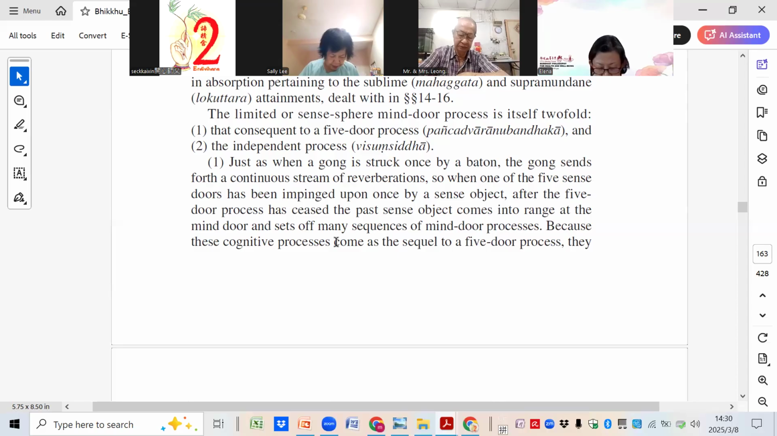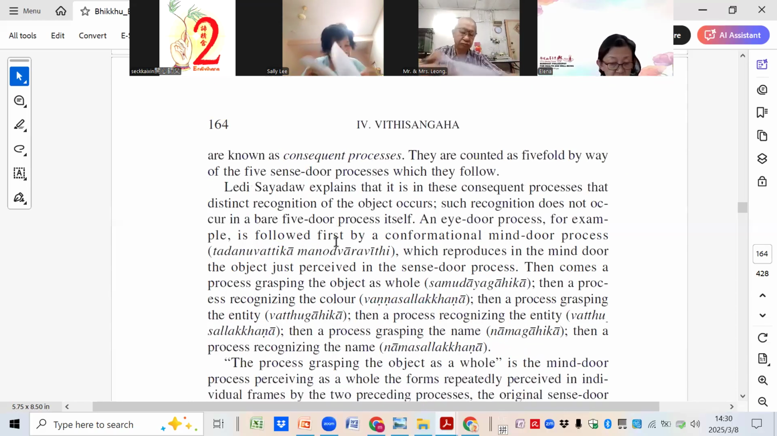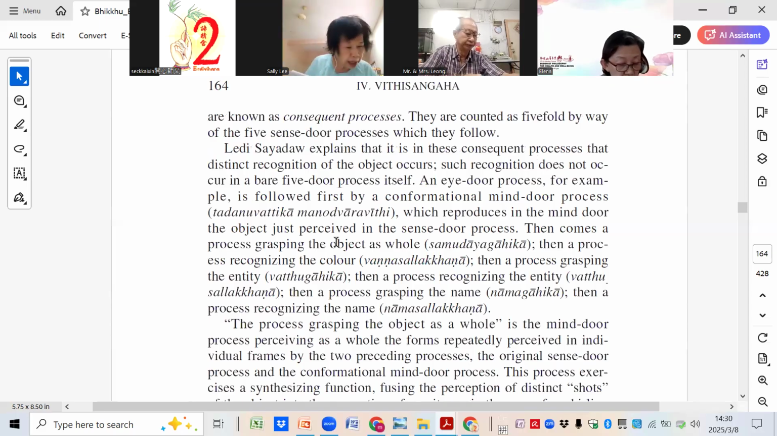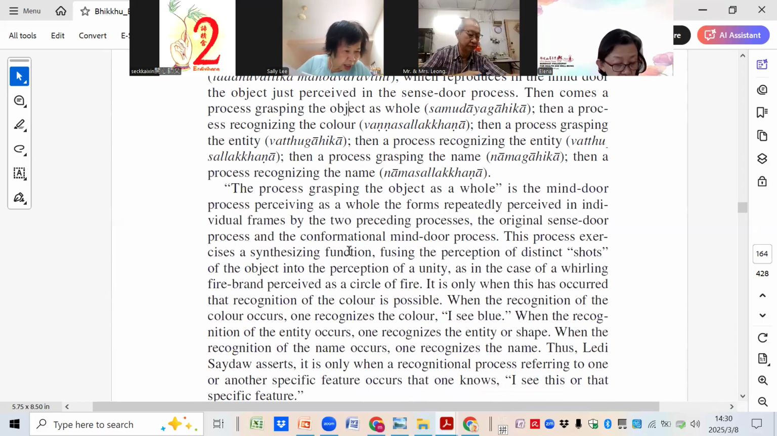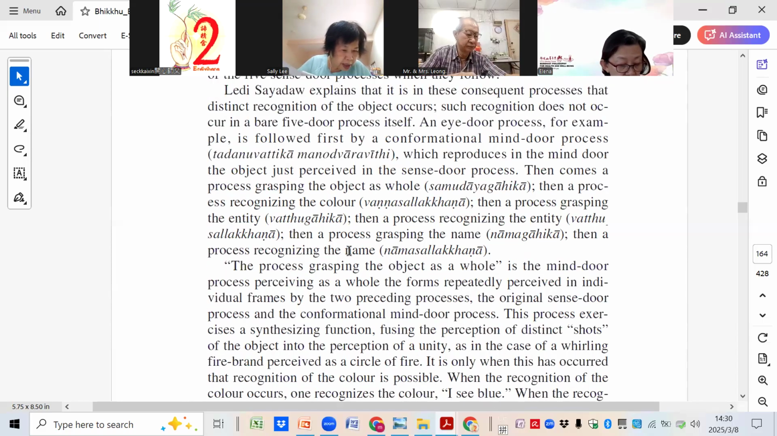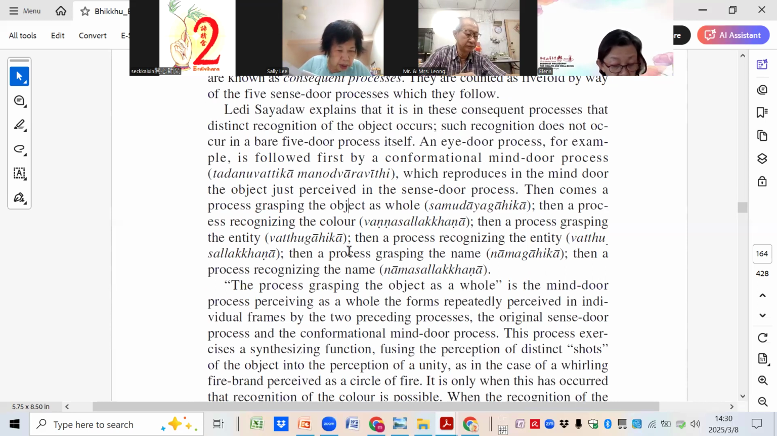Because this cognitive process comes as a sequel to the five door process, they are known as the consequential processes. They are counted as five fold by way of the five sense door processes which they follow. Lady Sawada claims that it is in this consequent process that distinct recognition of the object occurs. Such recognition does not occur in the bare five door process itself.